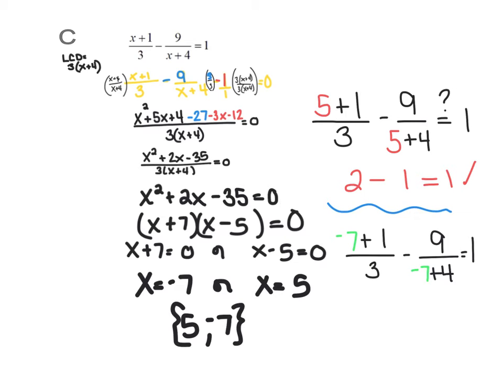So this time I'm substituting negative 7 in and checking if my left side equals the right. So negative 7 plus 1 would be negative 6, divided by 3 would be negative 2. Minus, let's see, in the denominator I would have negative 3. 9 divided by negative 3 would be negative 3. So I'm going to have negative 2 minus negative 3, which is the same as 2 plus 3. So this works. Neither solution is extraneous.